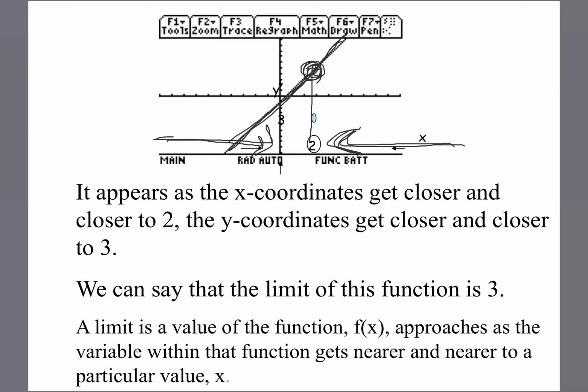So it appears that as the x coordinate gets closer and closer to 2, the y coordinate gets closer and closer to 3. But why do I explain this? Shall I take another color? So then you can see when this x moves this way.